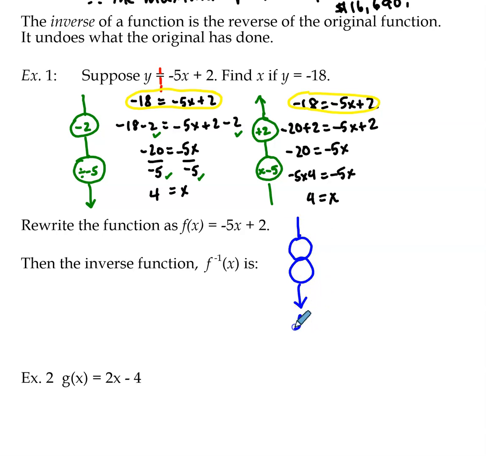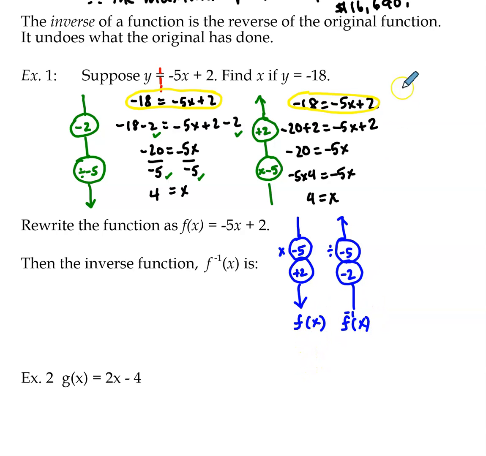So when I look at f at x, I take my x and I multiply by negative 5, and I add 2. So that means when I move in the opposite direction, I should subtract 2 and then divide by negative 5, giving me the inverse function.